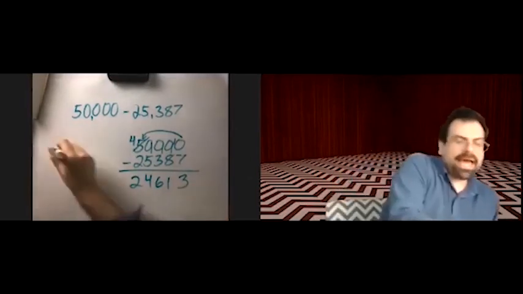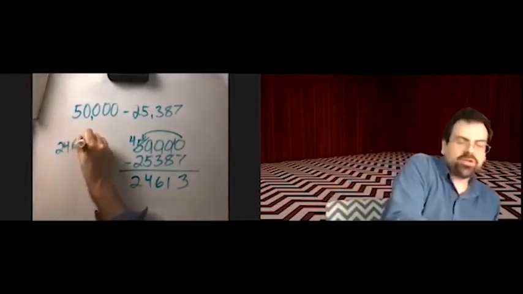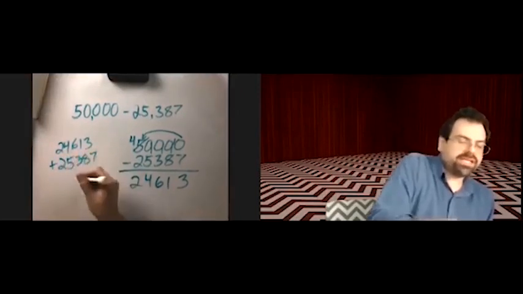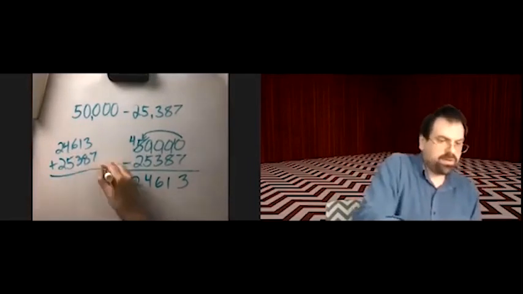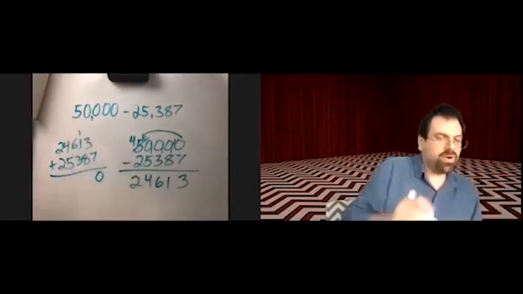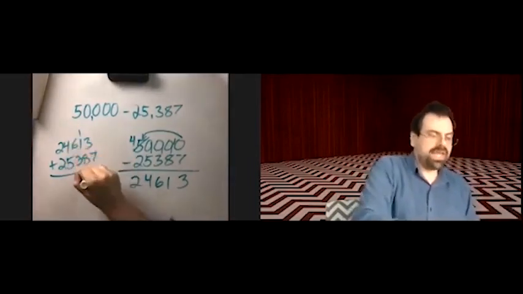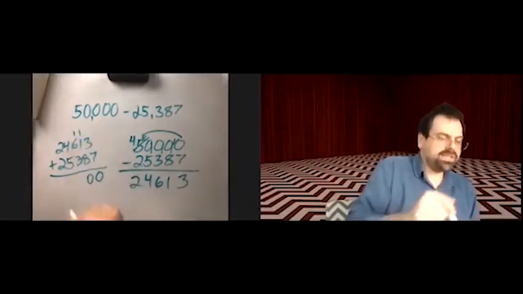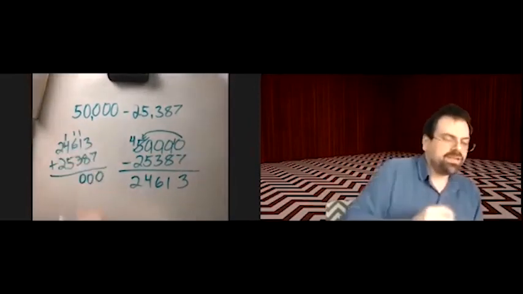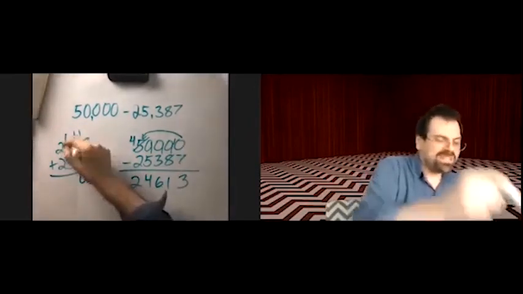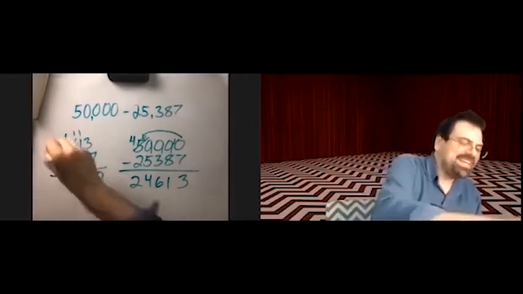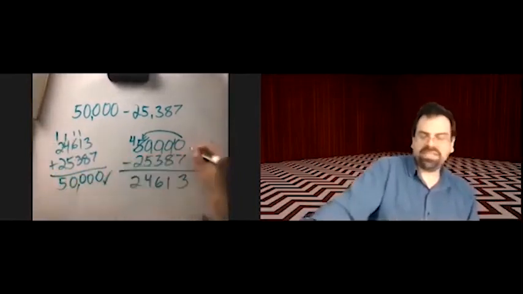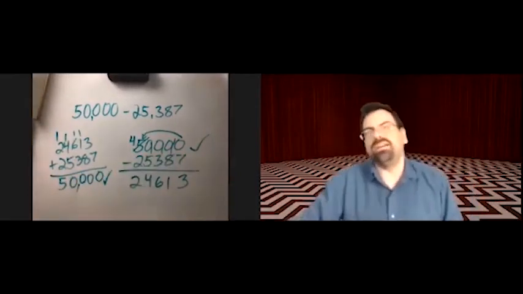Let's check this one by adding. Let's do 24,613 plus 25,387. 3 plus 7 is 0, carry the 1. 1 plus 1 is 2 plus 8, that's 10, carry the 1. 1 plus 6 is 7 plus 3, that's 10, carry the 1. 1 plus 4 is 5, plus 5 is 10, carry the 1. 1 plus 2 is 3, plus 2 is 5. 50,000 is correct.